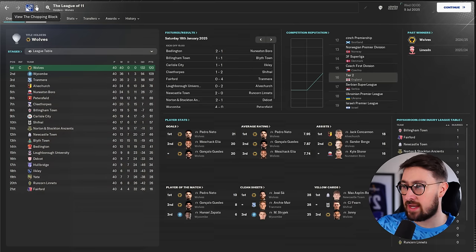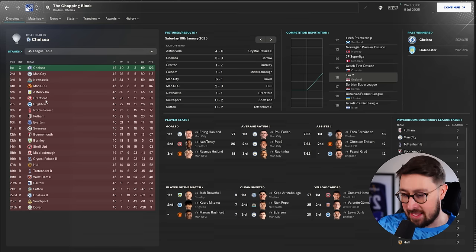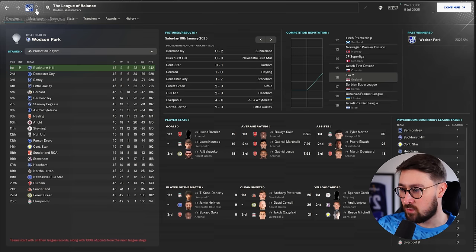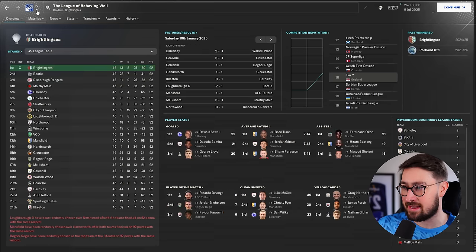After the Chopping Block, we had... Oh, by the way, in the Chopping Block, you've also now going to have Manchester United, Newcastle, Brentford, Brighton, Forest, etc. all now playing in the Abyss, tier 3 of this database. League of 11, well done to Wolves. Buckhurst Hill have come up from the League of Balance. They are going to be a Premier League team next season. I believe so anyway, we'll check it.